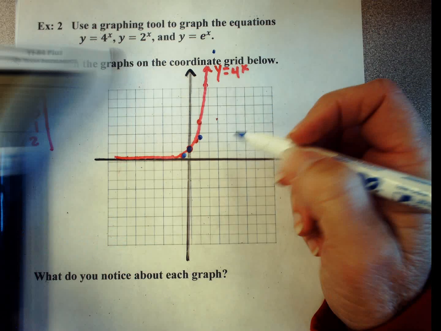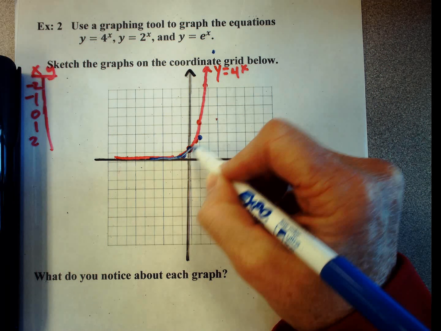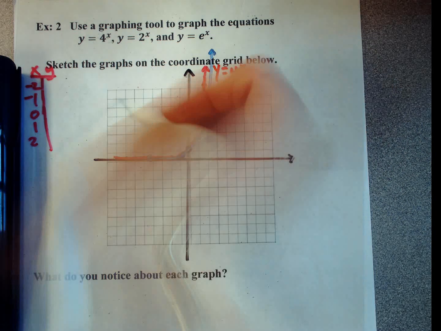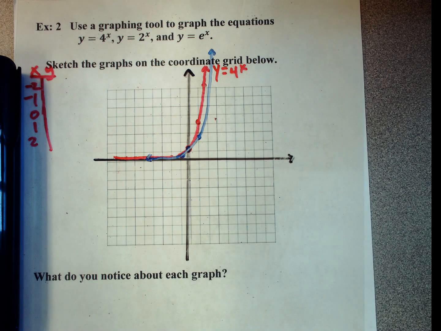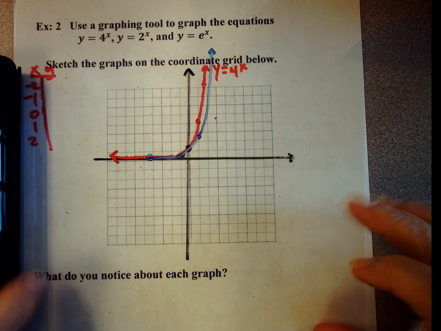Okay, so I would just come close to that and go up. There'll be arrows on both ends because it is a continuous graph. Now y equals 2 to the x will be after that.